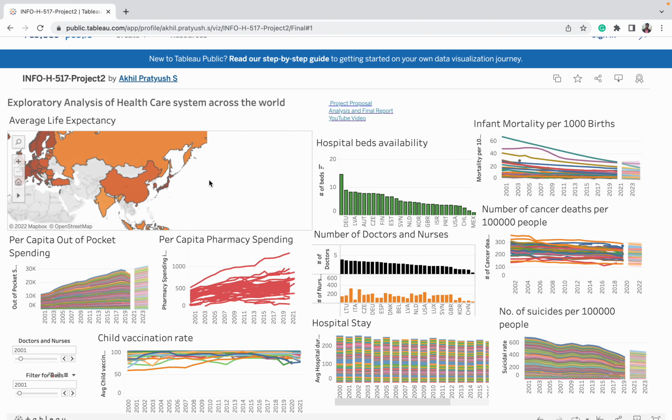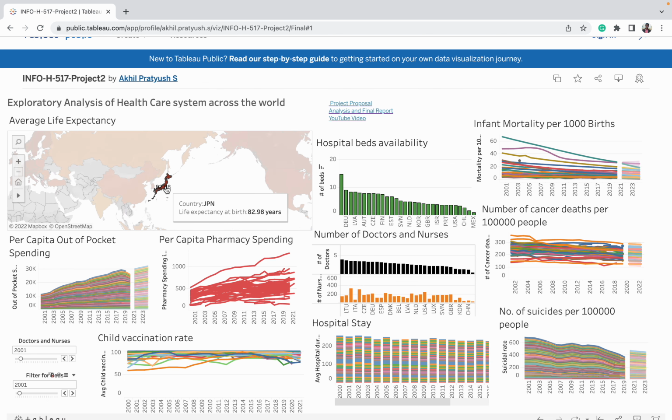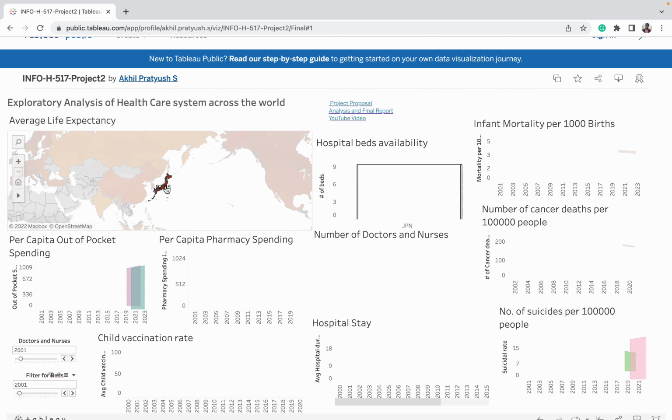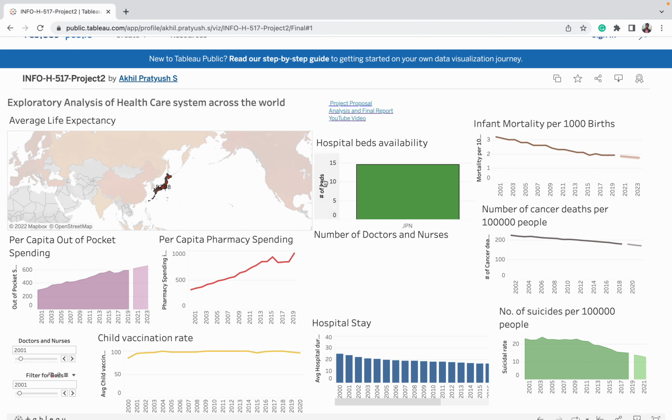Japan. When I click on Japan, we have a dashboard representing the data of the country. Here you can see the country Japan, where the number of hospital beds available per 100,000 people is 14.58.